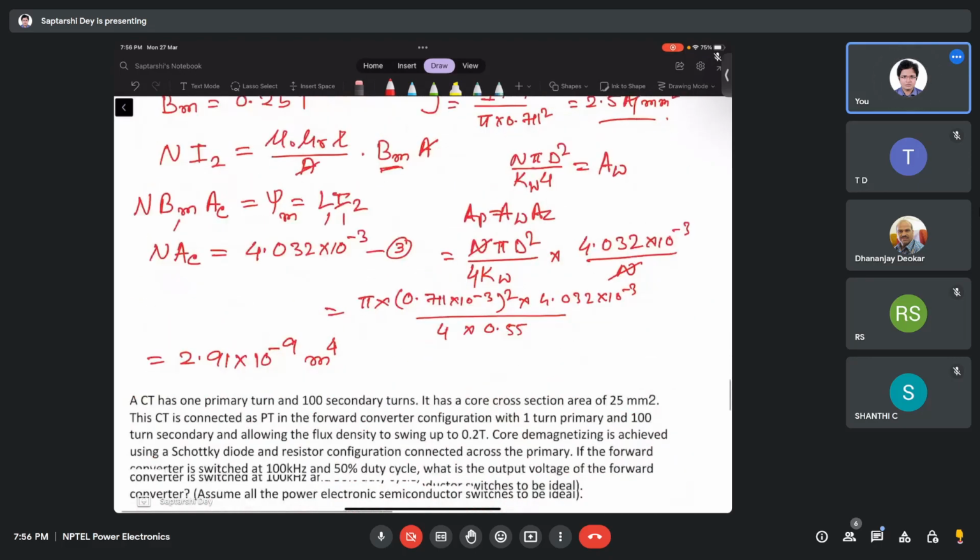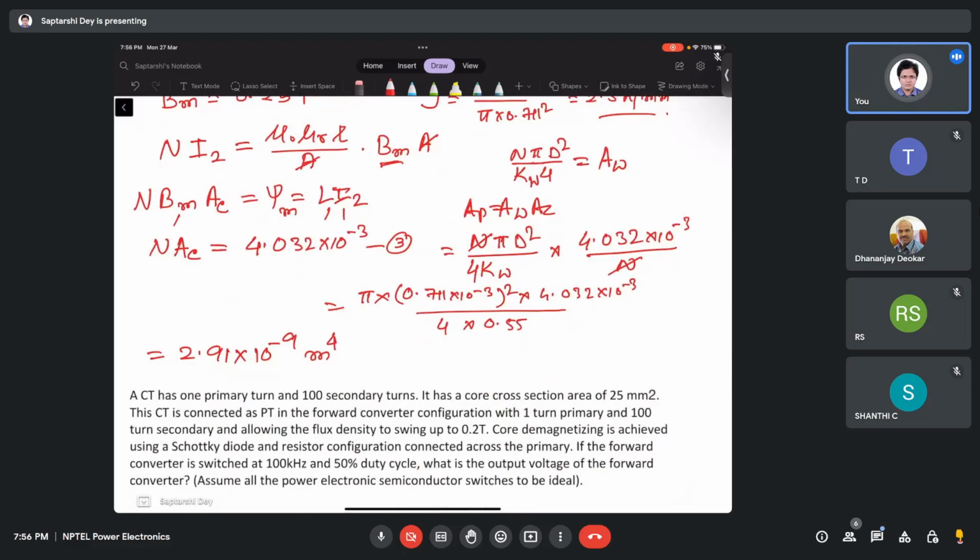This is meter to the power 4, so we have to multiply it with 10 to the power 12. So that will give you almost 2911. This is an acceptable value. The number of turns get cancelled. That's why.